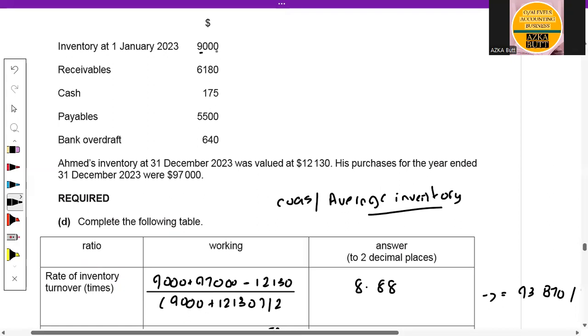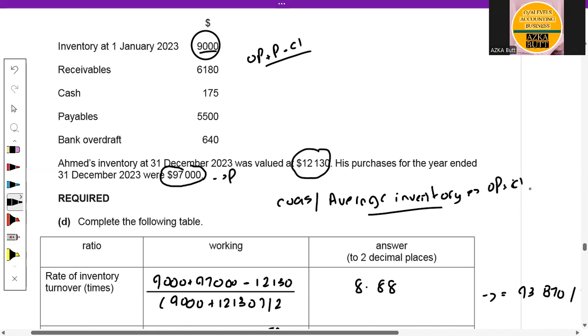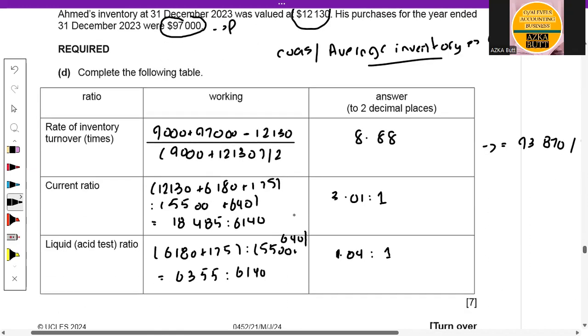For finding out the cost of goods sold, the formula is opening inventory plus purchases minus closing inventory. So opening inventory is 9,000, the purchases are 97,000, and the closing inventory is 12130. And how can we find out the average inventory? You have to add opening inventory and closing inventory and divide it by 2.